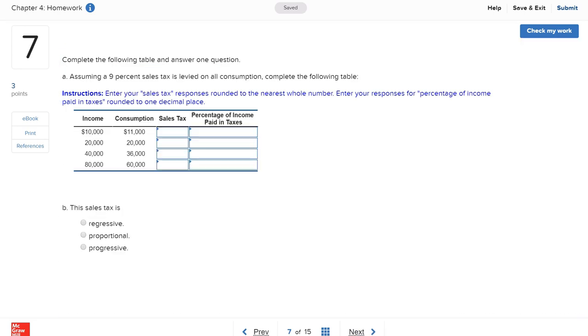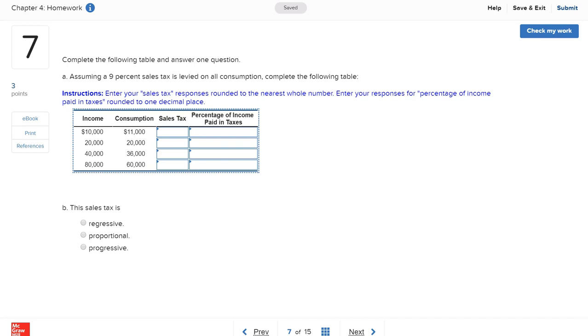This next one is asking you about a 9% sales tax levied on consumption, and then asking you to compare the tax paid to the income earned. So you're going to do this in 2 steps. Let me walk you through the first part of this. In this first one, we're assuming that there's a 9% sales tax, and so we're going to apply that 9% to the consumption of $11,000. So when we do simple math, we take 11,000 times 0.09. That's going to be $990.